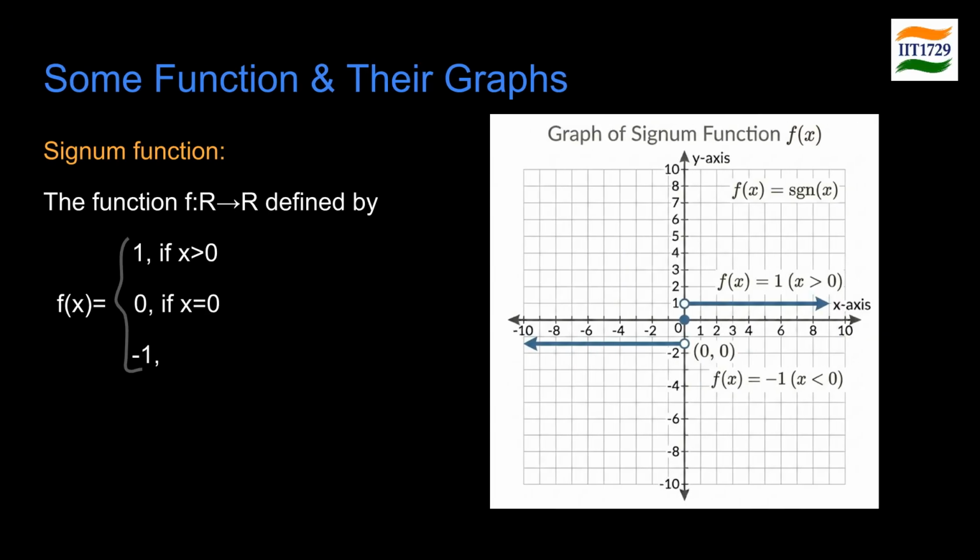The signum function outputs 1 if x is positive, 0 if x is 0, and negative 1 if x is negative. It is also defined as the absolute value of x divided by x. See the graph of signum function here.